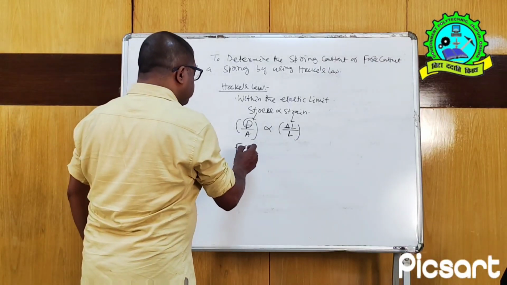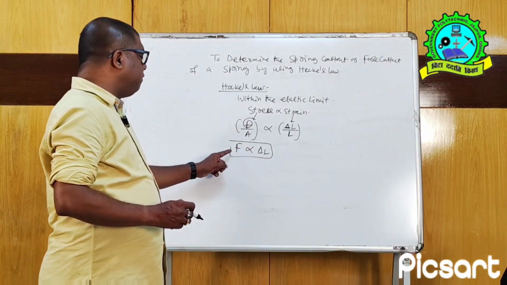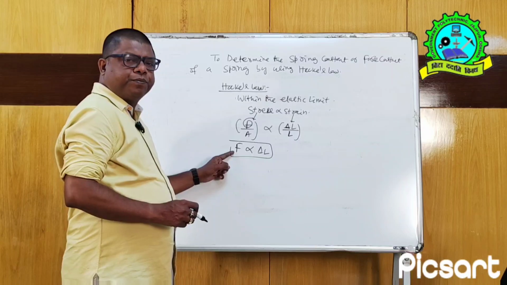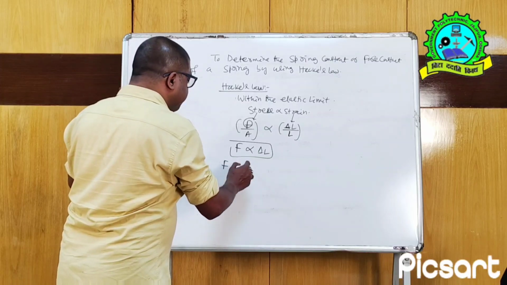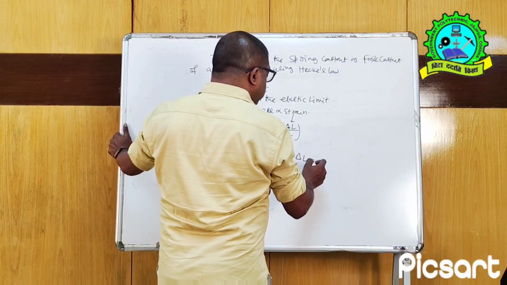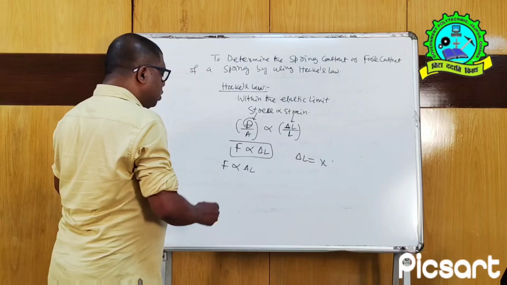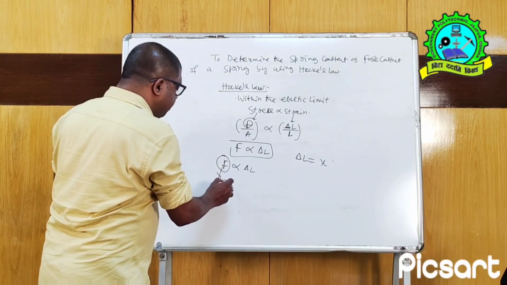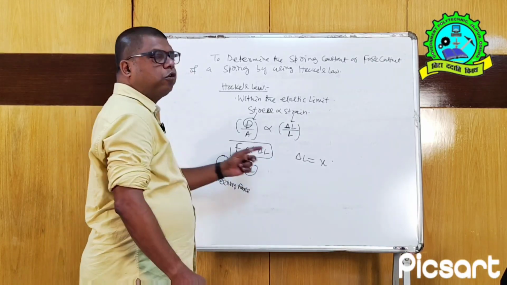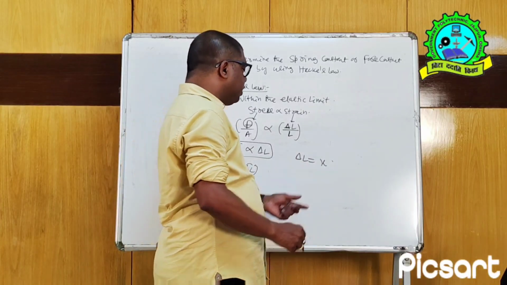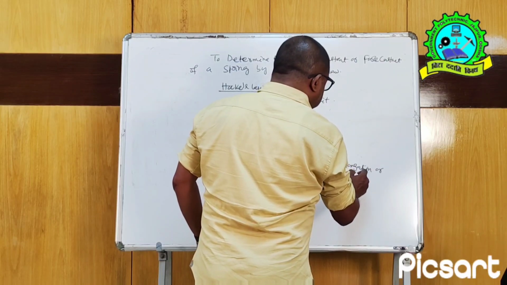So the restoring force is directly proportional to delta L. If it is applied force or restoring force, it is directly proportional to delta L. Delta L means elongation or compression of the spring. Delta L is related as X, that is the elongation or compression of the spring.